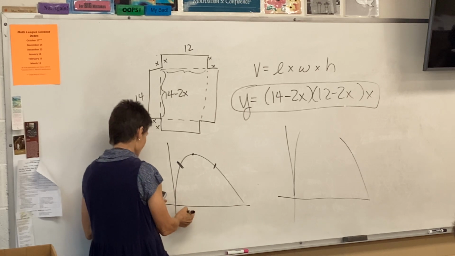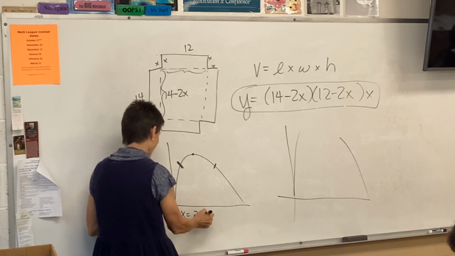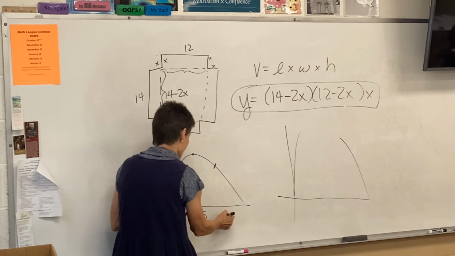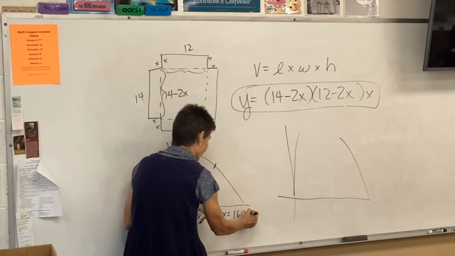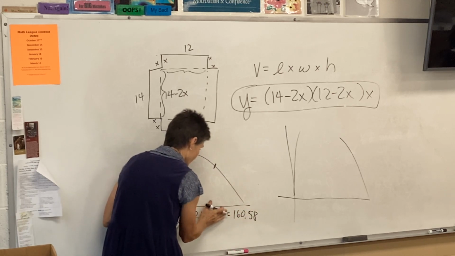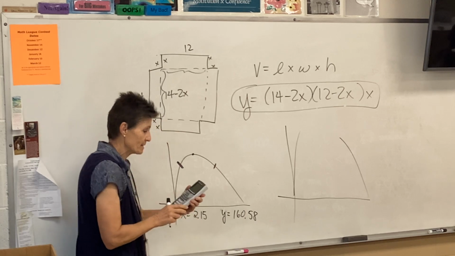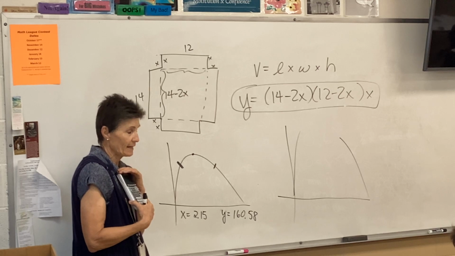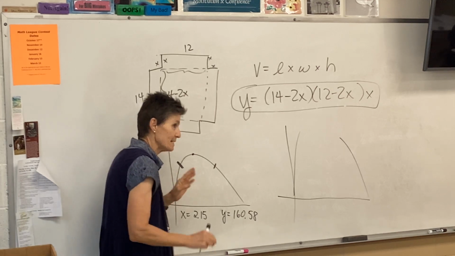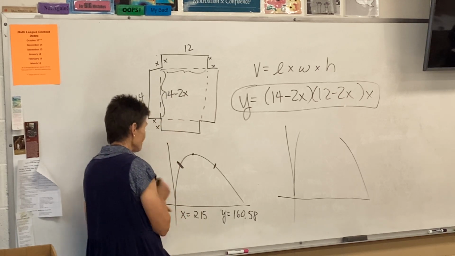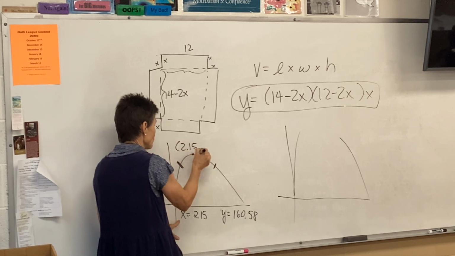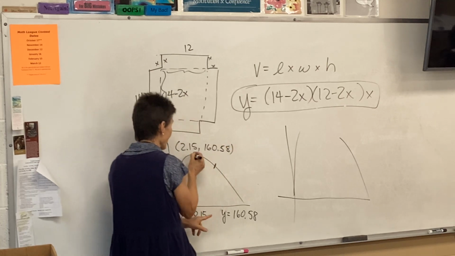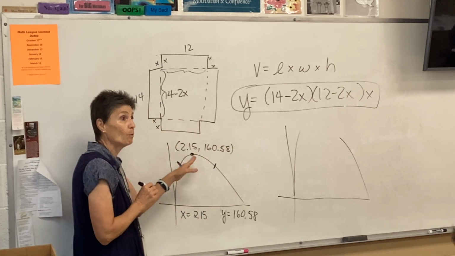And at the bottom of the screen, it says x equals, rounding to the nearest hundredth, 2.15 and y equals 160.58. That's what my screen says. Anybody else get those numbers? Okay, so what does that mean? That means that at your maximum, your x-coordinate is 2.15 and your y-coordinate is 160.58. That's the coordinates of the maximum point.